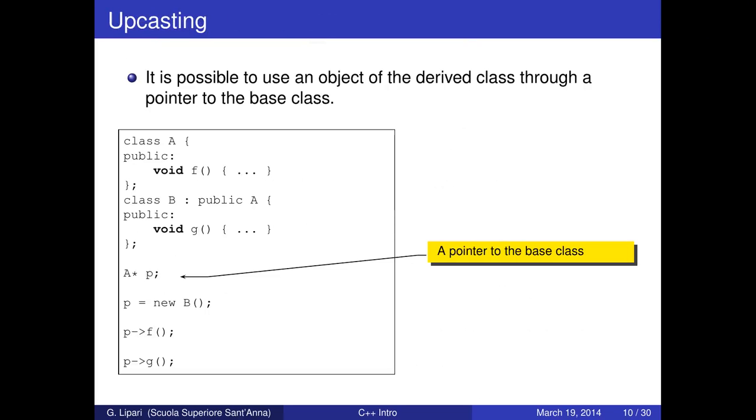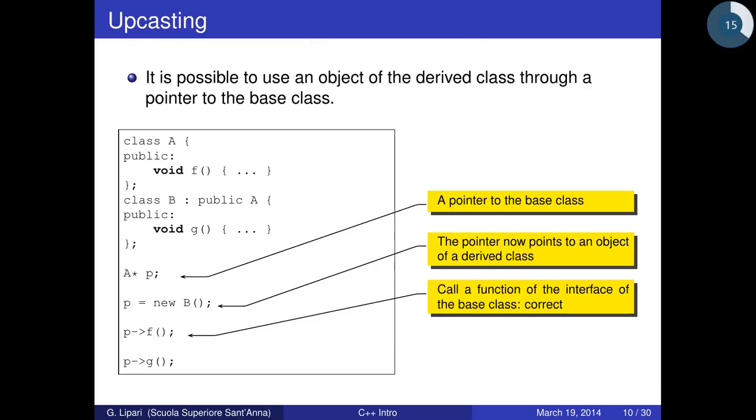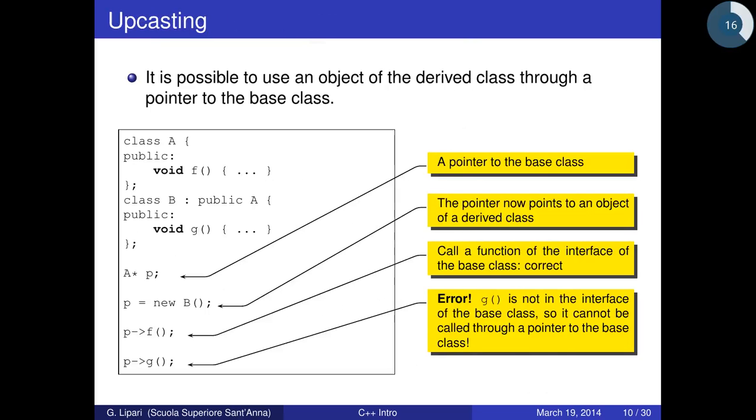So as I said, it is possible to use an object of the derived class through a pointer to the base class, and this is called upcasting. So I have a pointer to the base class, and the pointer now points to an object of the derived class. And so when I call pf, that calls a function of the interface of the base class, and that's correct.